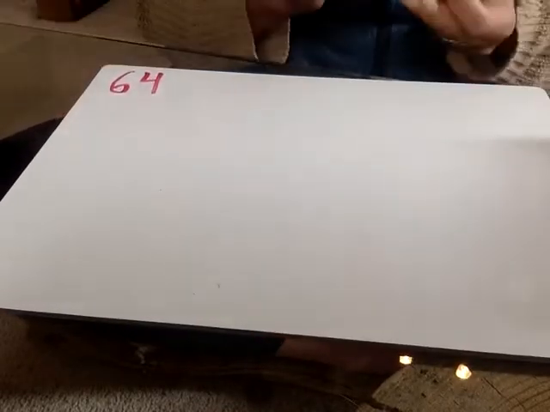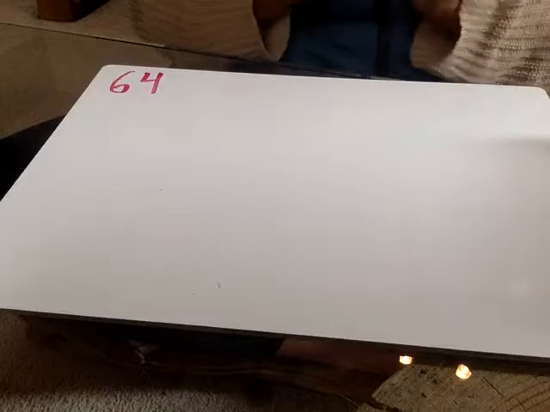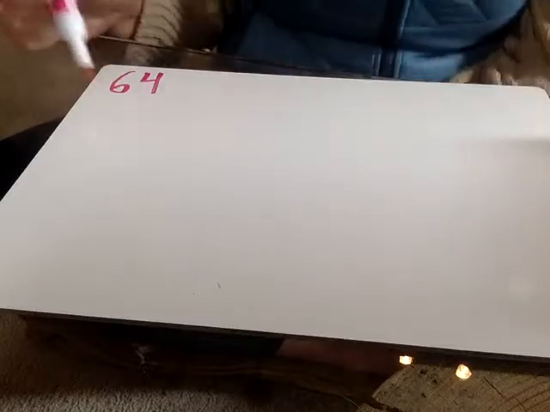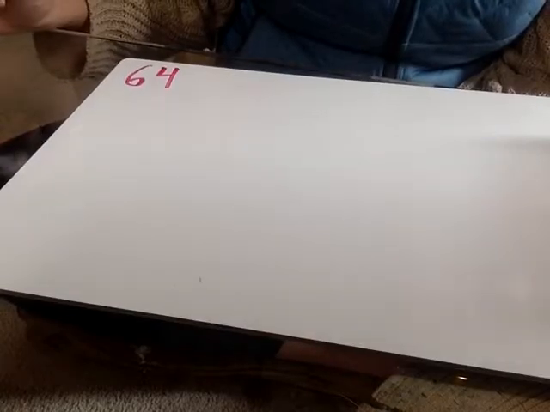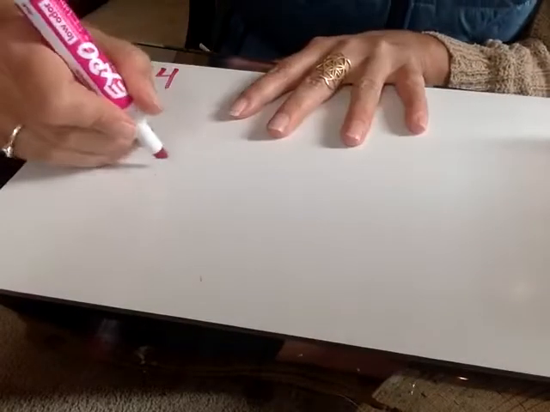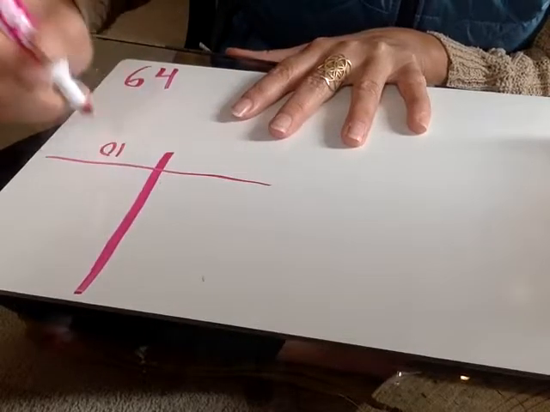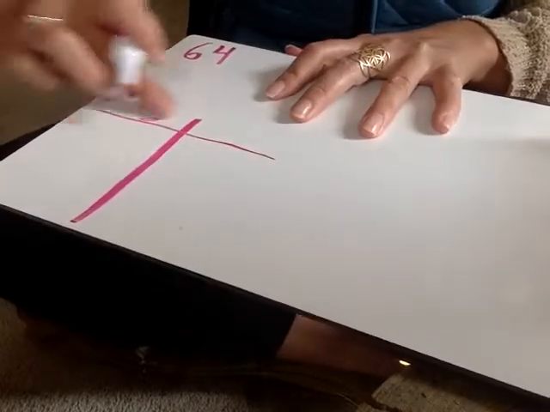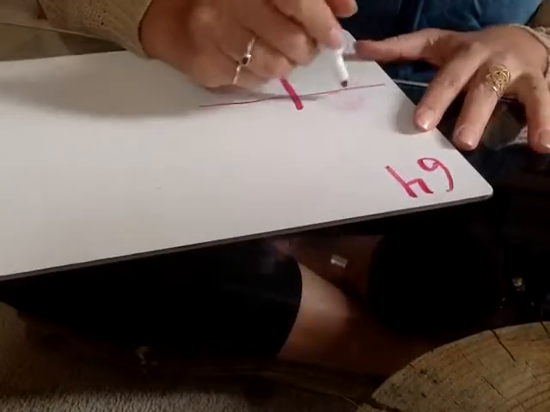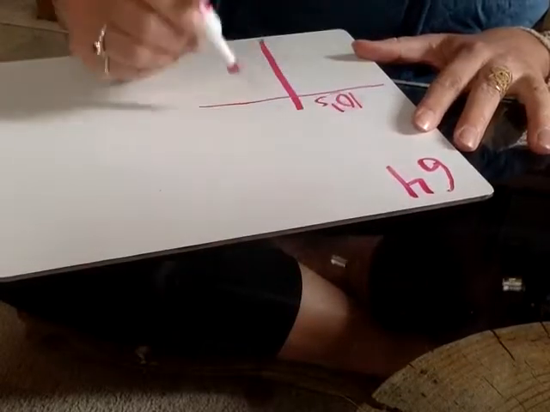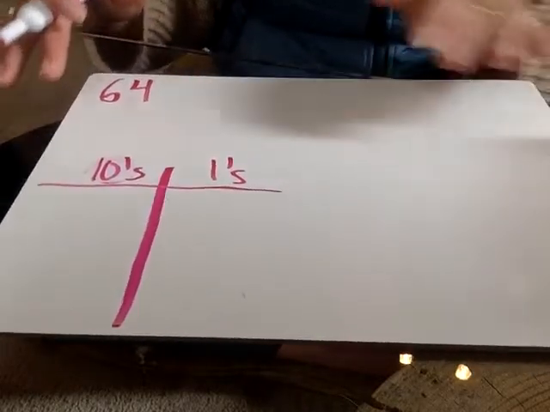So let's first start with an equation. What could be an equation? Actually, no, let's do tens and ones because that's going to help us with our equation. So I'm going to do a small T chart down here. I'm writing everything backwards. Hold on here a second. Tens and ones, okay?